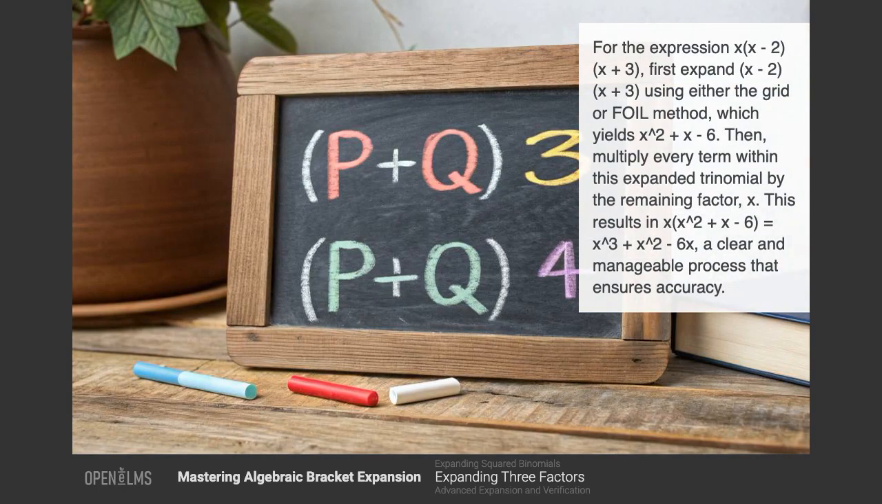For the expression x(x - 2)(x + 3), first expand (x - 2)(x + 3) using either the grid or FOIL method, which yields x squared plus x minus 6. Then multiply every term within this expanded trinomial by the remaining factor x. This results in x times (x squared plus x minus 6), a clear and manageable process that ensures accuracy.